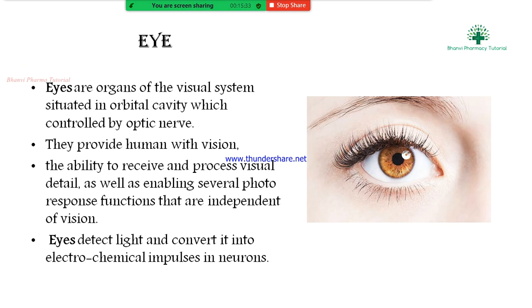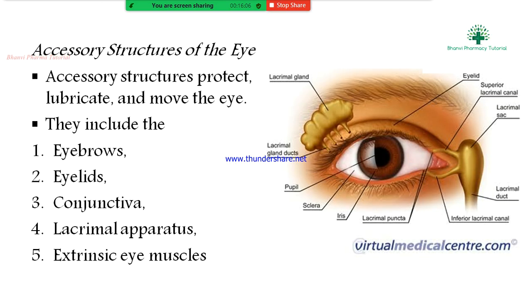The eyes detect light and convert it into electrochemical impulses. Means the eye detects the light, and that light is converted into electrochemical impulses in the neuron, to transfer the impulses to the neurons.